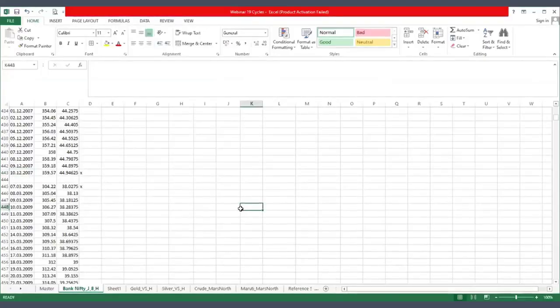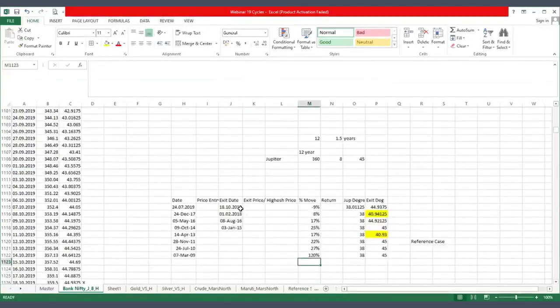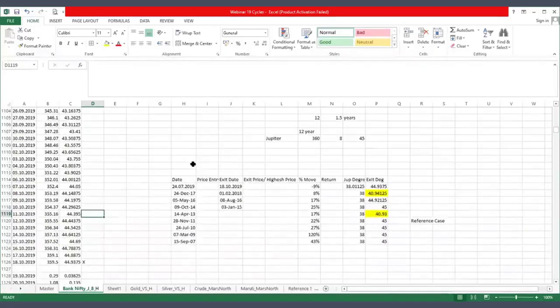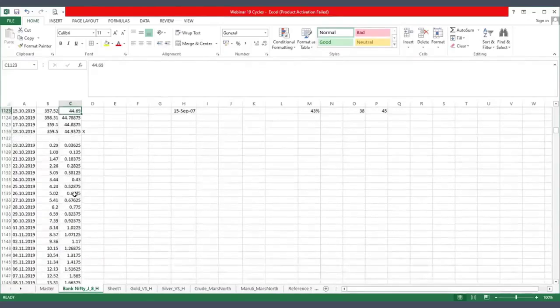Let's come to our table. This one is 43%, 15th September 2007. Now someone is asking how the planet degrees for 38 and 40 are derived. That I will tell you. I said that I divided the 12 years into 8 parts. Okay, so this is the 8th part of Jupiter. So let's come to the place where all the degrees are present.